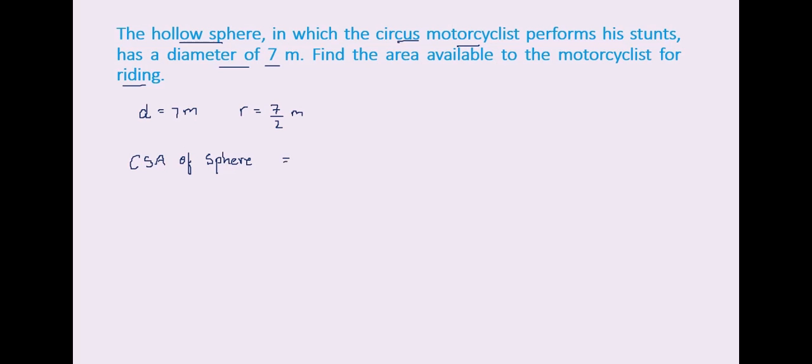What is the formula? 4 pi r square. So 4 into 22 by 7 into 7 upon 2 into 7 upon 2. 7 and 7 cut, 2 and 2 cut. So 22 into 7, 154 meter square is the area for the motorcyclist to do his stunts.